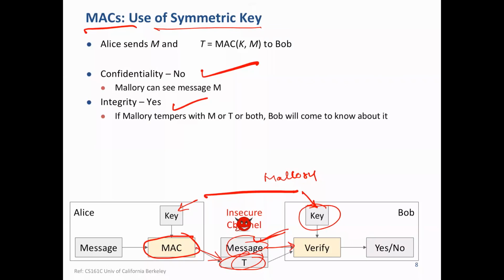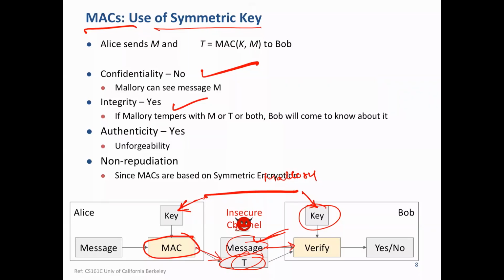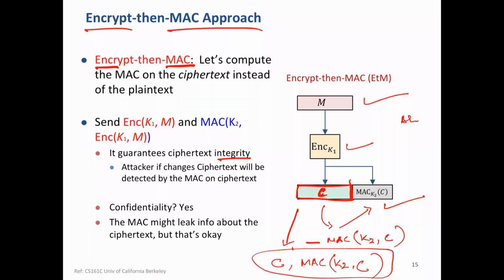Okay, so integrity is yes, authenticity is also yes, because the key is known only to Alice and Bob, so it's sure that whatever is received by Bob comes from Alice. All right. Non-repudiation, no, because again it's based on symmetric encryption, and if Alice or Bob cheats, then there's no way in the system to find out that there is cheating. All right, you got it? Any question?